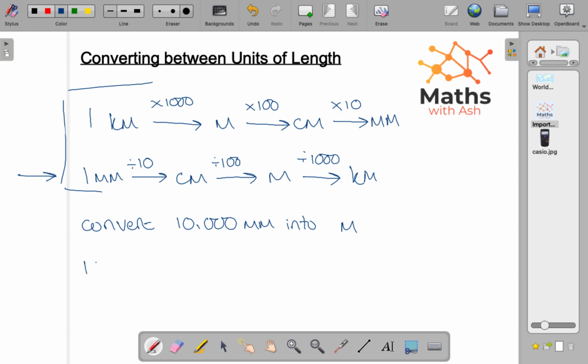We have 10,000 millimeters. To go from millimeters to centimeters, we divide by 10, and we end up with 1,000 centimeters. Then to go from centimeters to meters, we divide by 100. If we do 1,000 divided by 100, we remove 2 zeros, so we end up with 10 meters. And that's how you convert between common units of length.